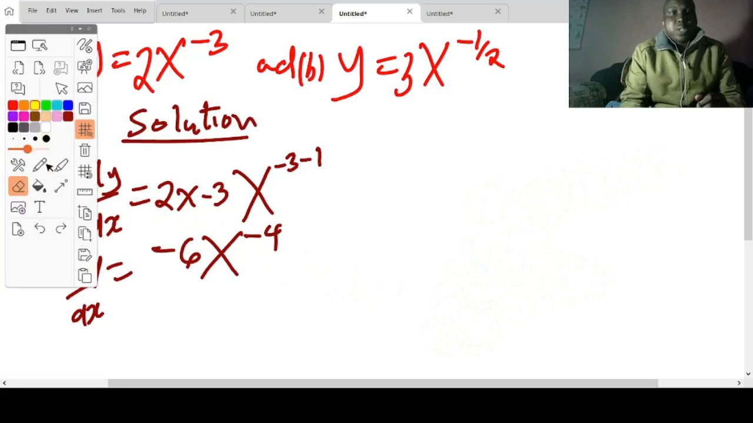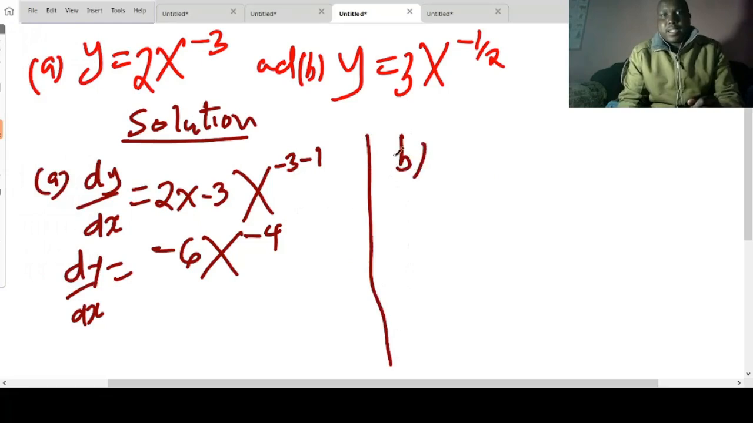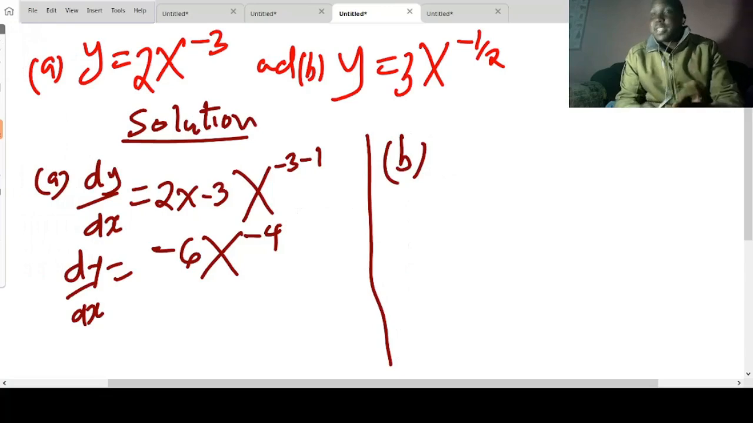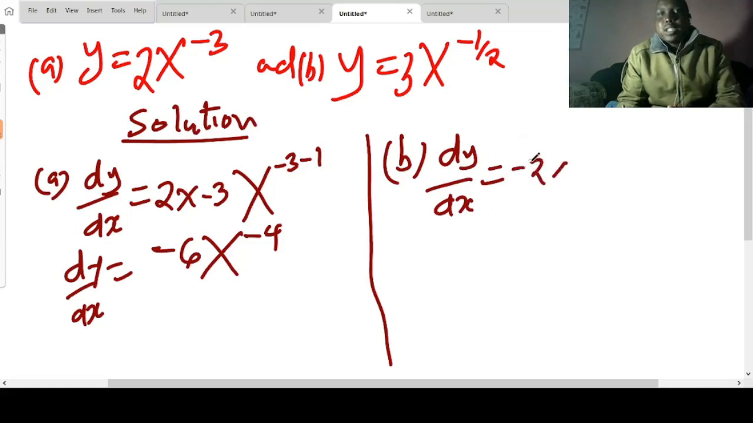Part B. We are doing part B. Our part B is here. First, identify the power. Identify the coefficient of x. Simple rules, please. The power is negative half. The coefficient of x is 3. We started there. So we are going to say dy over dx is equal to the power, negative half, times the coefficient of x, which is 3.